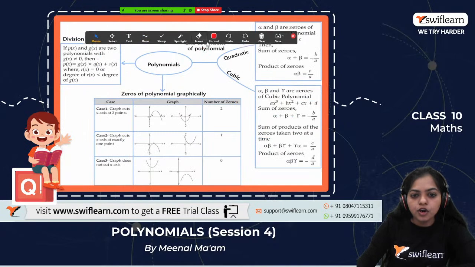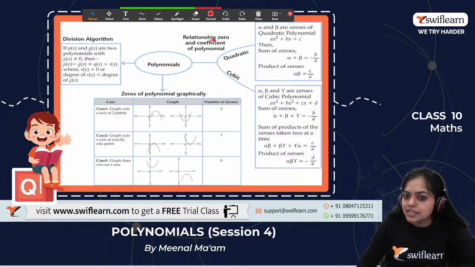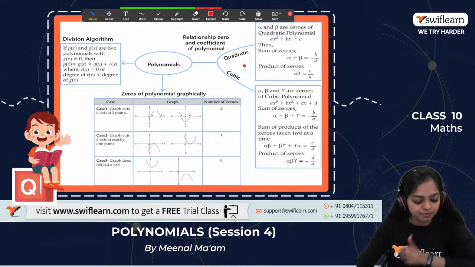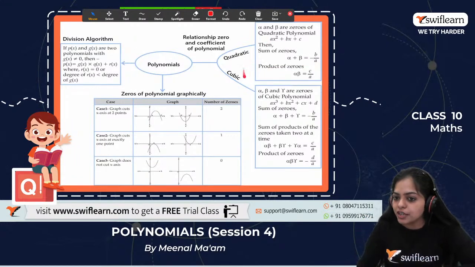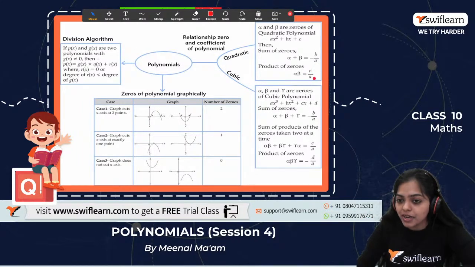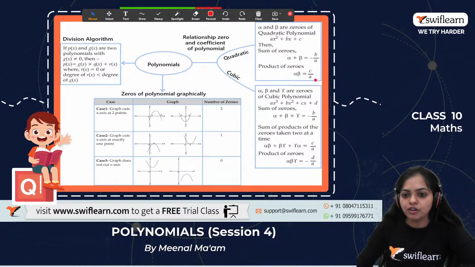Next, in the last session we discussed the relationship between zeros and coefficients of a polynomial. Let's have a revision. If alpha and beta are the zeros of a quadratic polynomial, and the general form of a quadratic polynomial is ax square plus bx plus c, then the sum of zeros, alpha plus beta, is equal to minus b by a, that is, coefficient of x divided by coefficient of x square. And the product of zeros is equal to c by a, that is, the constant term divided by the coefficient of x square. Got it? So this is the relationship between zeros and coefficients for the quadratic polynomial.